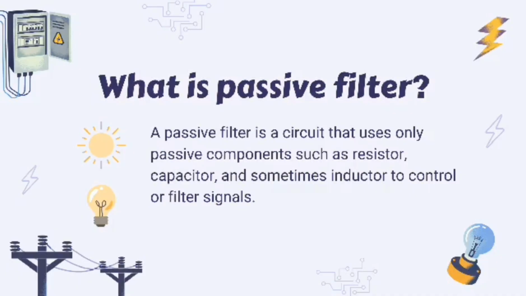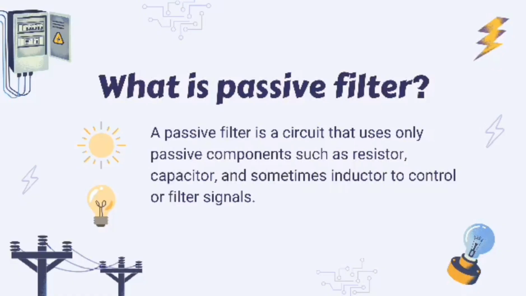A passive filter is a circuit that uses only passive components such as resistors, capacitors, and sometimes inductors to filter signals. Passive filters don't require an external power supply because there are no amplifiers. Instead, they use passive components, which include resistors, capacitors, and inductors. However, because a passive filter doesn't use external power, it cannot produce any power gain.